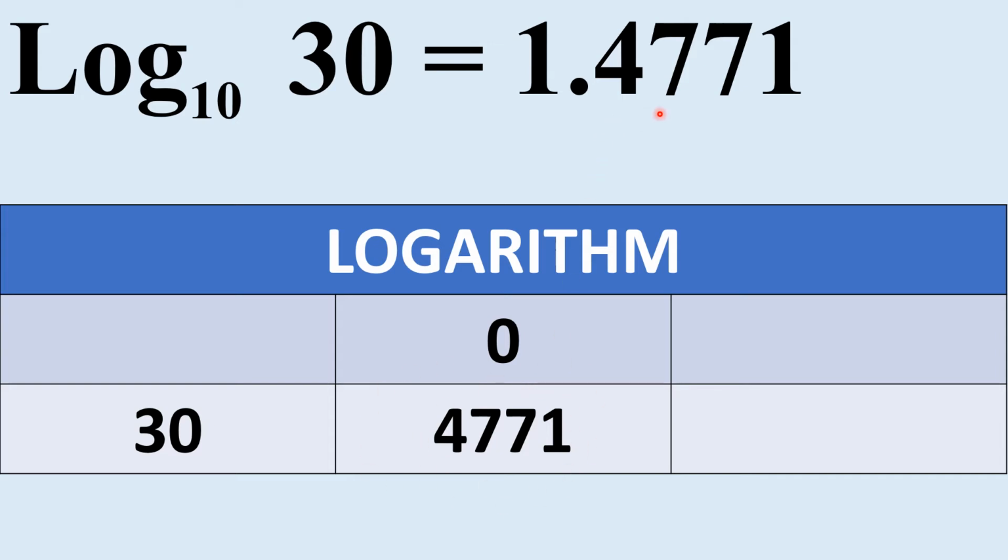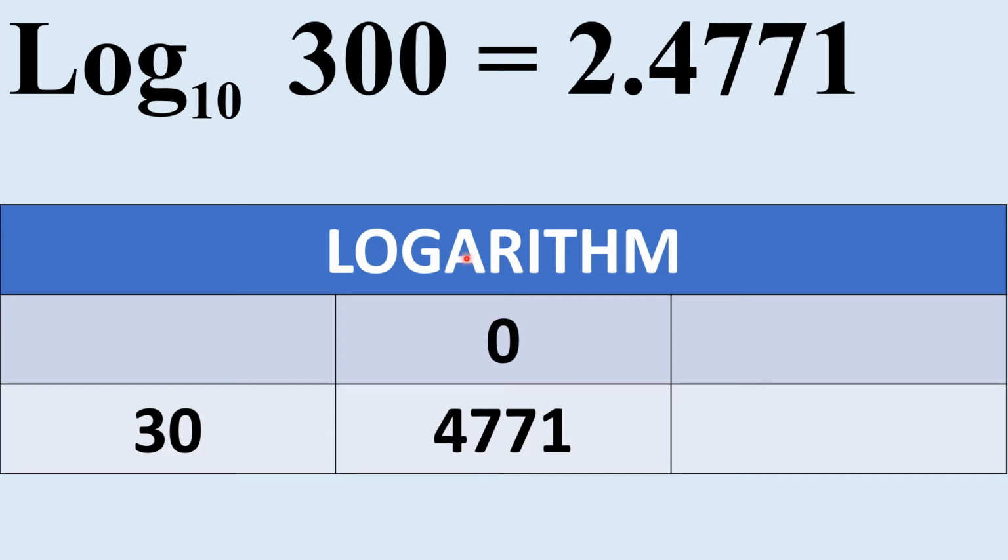That 4771 you have to write in front of the decimal, and it is the mantissa. Thus the value of log 30 is 1.4771. The value of log 300 is equal to 2.4771. Here 2 is the characteristic and 4771 is the mantissa.